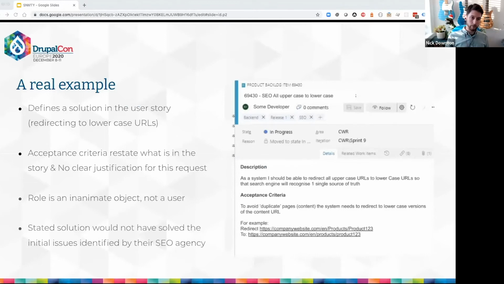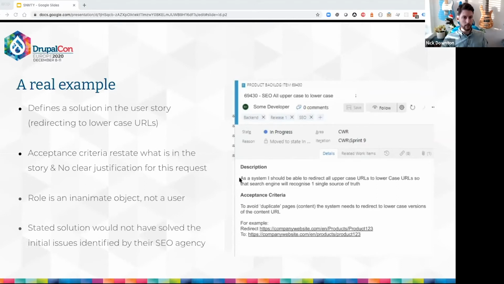So this is a real life user story that was presented to me on a recent project. I've hopefully blurred out all of the personal information, so you shouldn't be able to work out which company this was for. But this story came about. There was a product owner who put this into the system, and they'd just had a discussion with an SEO agency. And the SEO agency had been telling them about duplicate content. And the product owner had kind of got the wrong end of the stick, but he came over with this story saying, okay, we need SEO mitigations, and all of the URLs need to be taken from uppercase to lowercase. So he wrote this user story down here in the description.